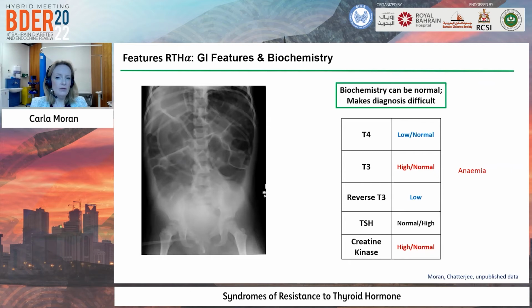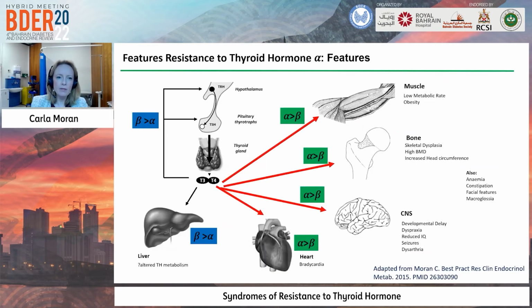The curious thing about resistance to thyroid hormone alpha is that we don't have that biochemical signature that we see in RTH beta. So biochemistry can be completely normal, and this really makes diagnosis difficult. And it probably explains why we have only recognized this condition of late. If the biochemistry is abnormal, you might see a low T4, a raised T3, low reverse T3. TSH is usually normal. Creatinine kinase can be high, and this probably reflects skeletal muscle hypothyroidism, and an anemia is quite common.